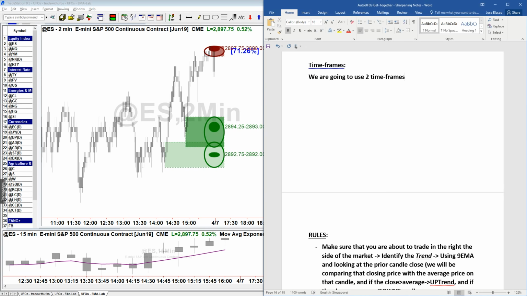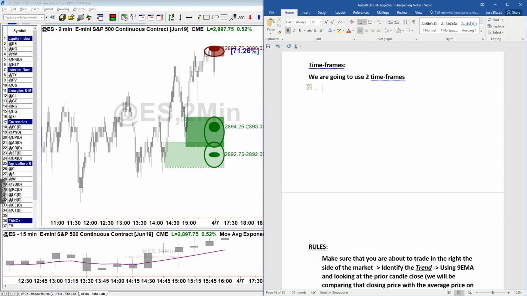Okay, but how are we going to call them? Well, the first time frame, I'm going to call it the common time frame. So what is a common time frame? The common time frame is a time frame that many people use. A classical time frame, let me write it down. It's a classical time frame. Many people use it. It comes by default in many trading platforms. Okay, so that's a common time frame. So we'll use one of those.